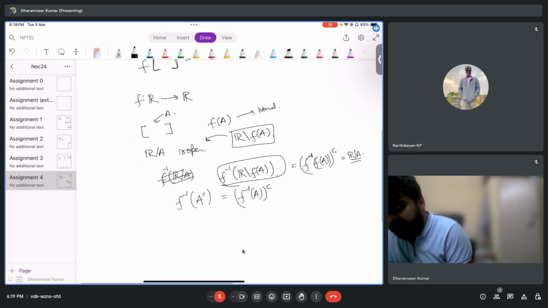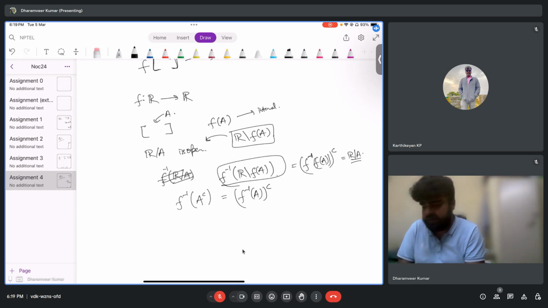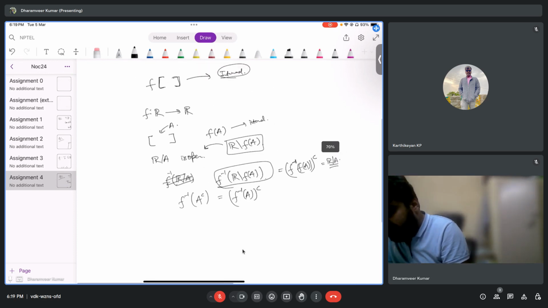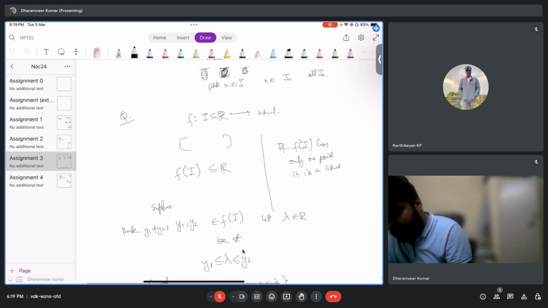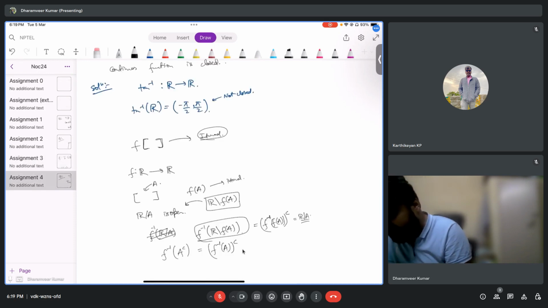But this is for an invertible function. I have done it for now, just as an example. Okay, so you have to follow the general procedure that we did in last class, on how to get the interval to interval.